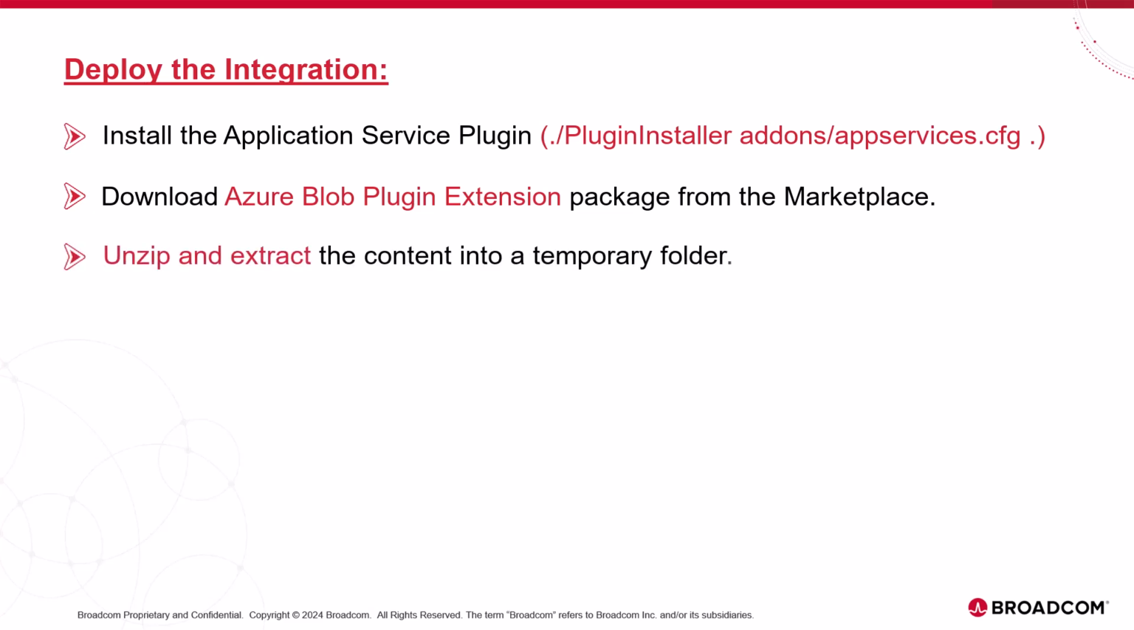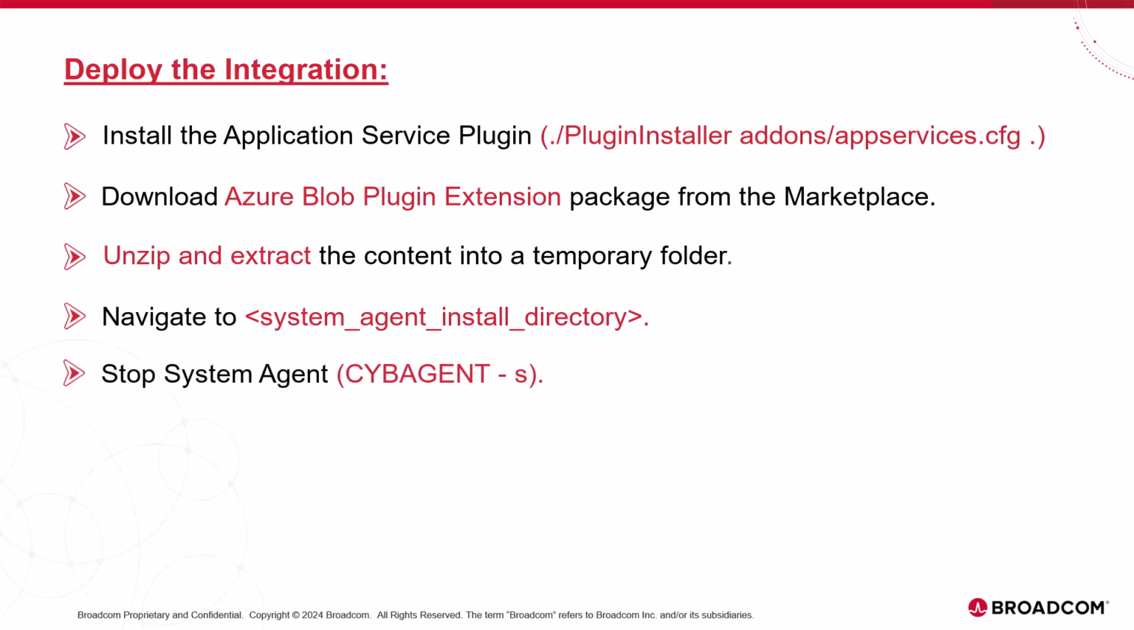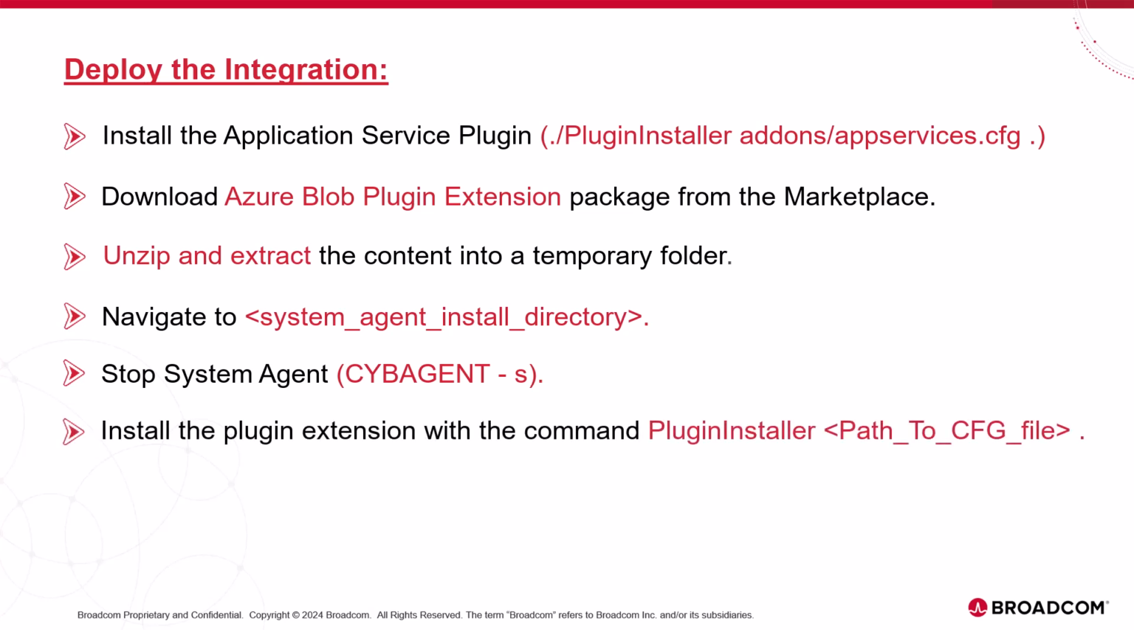Unzip the package and extract the content into a temporary folder. Navigate to System Agent Install Directory. Next, we must stop the system agent with the cyb agent-s command. Install the plugin extension with the command plugin installer path to CFG file. Now, restart the system agent with the cyb agent-a command.